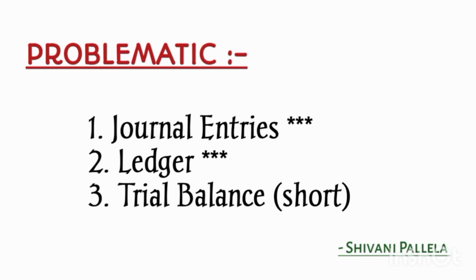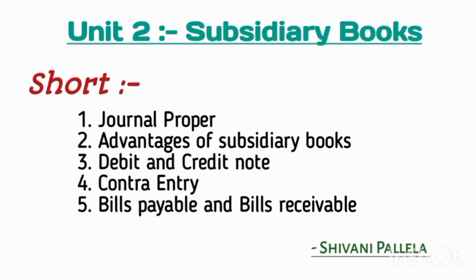And coming back to the problematic, I have already said that you will get one problematic question for long, and for short also you are having chances. Journal entry is the compulsory question which you will get as problematic in part B. So trial balance is useful for part A.